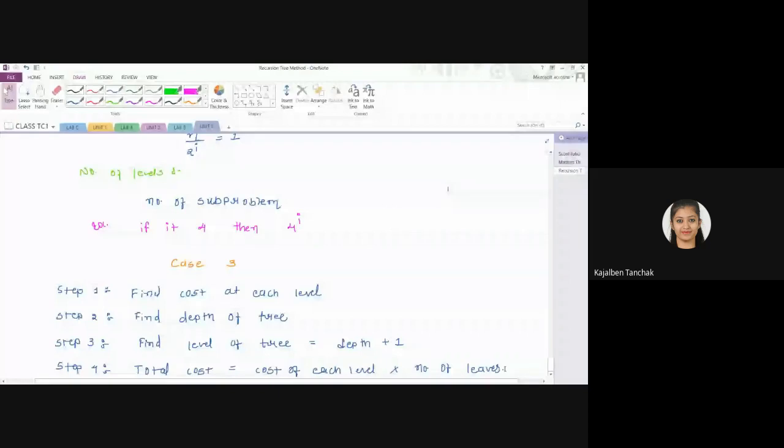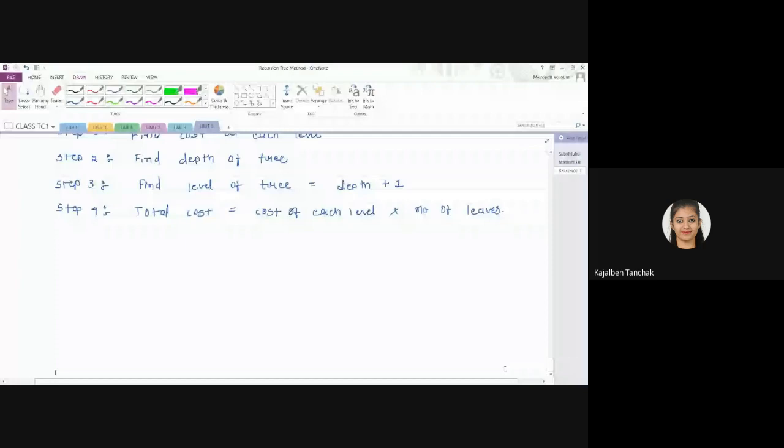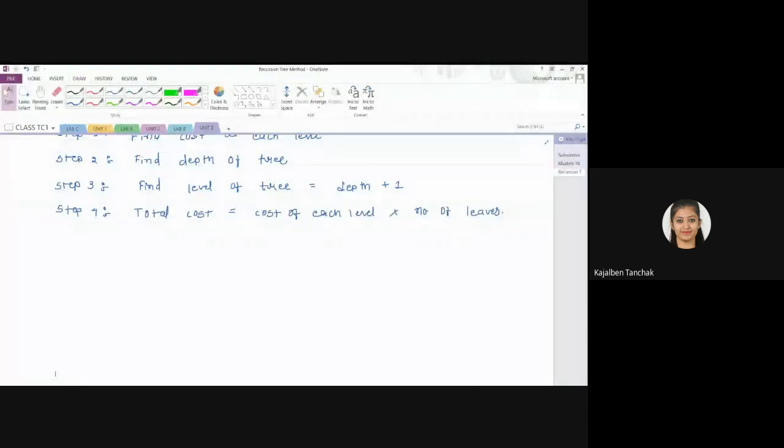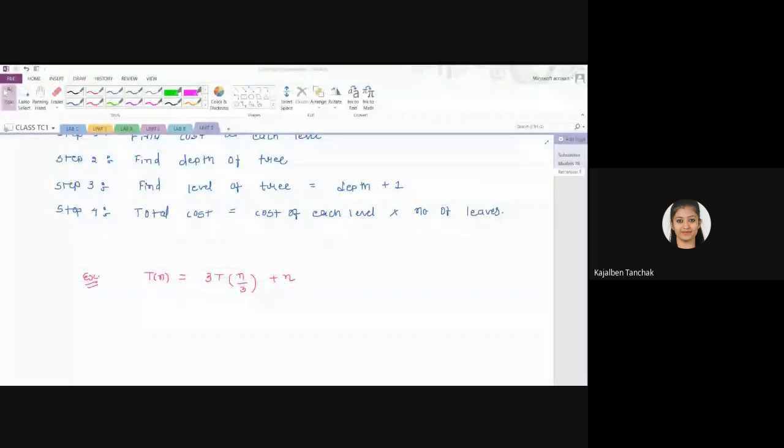Okay, so let me give you some examples to solve, and then you tell me the answer. For example, T(n) = 3T(n/3) + n. Solve it. After that I'll give you another example. I'll give you 10 minutes to solve this example, and then you have to tell me which case you have applied and what the answer will be.